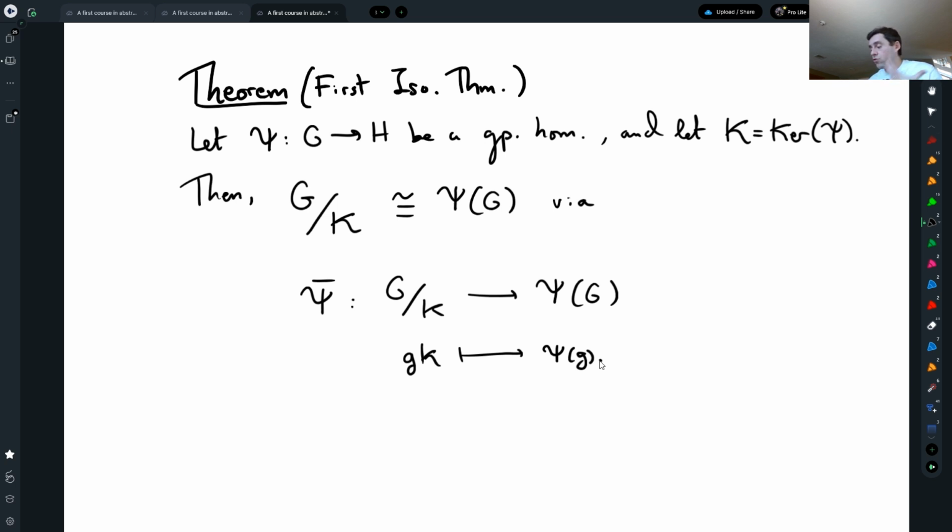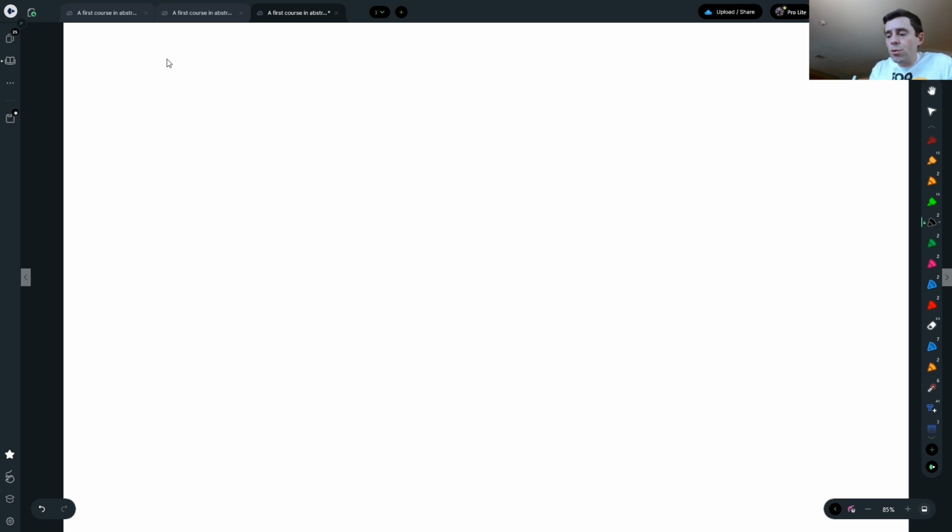Now, there are several things to check. First of all, we're going to have to check that this is well defined. We are defining this isomorphism on classes, on cosets, by the value on one representative. So the very first thing to do is to check that this is well defined. So let's do so. So here's the proof of the first isomorphism theorem.